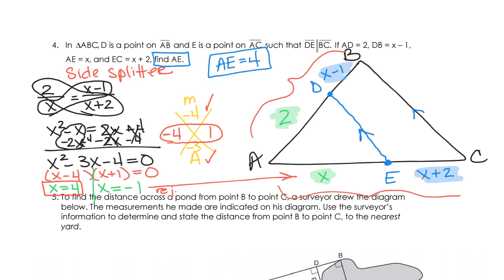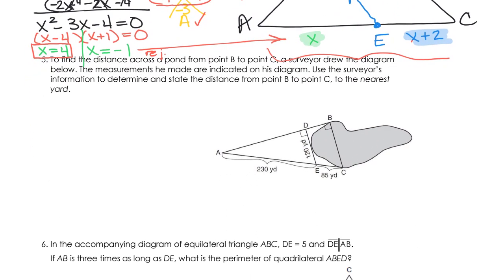All right, let's take a look at number 5. It says to find the distance across a pond from point B to point C. A surveyor drew the diagram below. The measurements he made are indicated on his diagram. Use the surveyor's information to determine and state the distance from point B to point C.